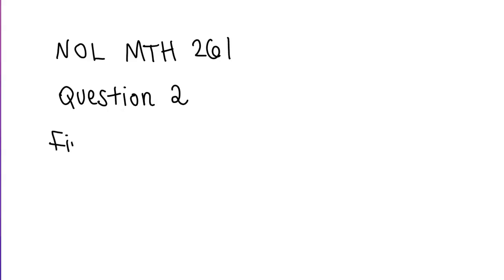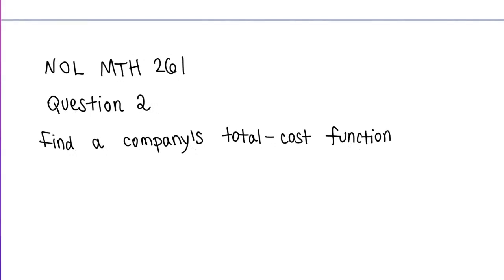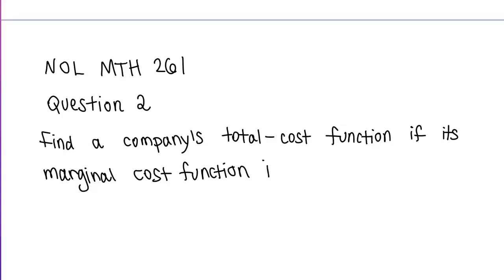Find a company's total cost function if its marginal cost function is C prime of x, and I have to make up something new, is equal to, let me think, 3x squared minus 5x plus 2. I made it up.